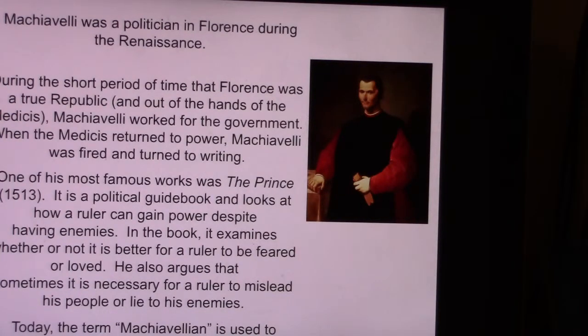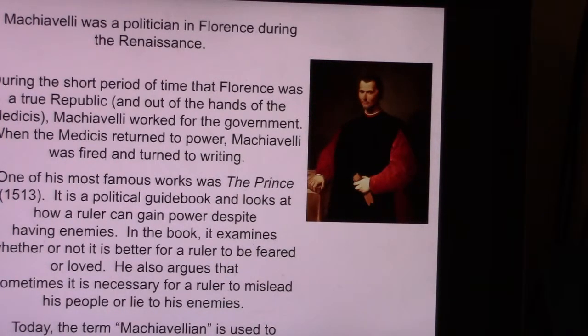Then we are going to have some writers. And in Florence at the time, we have a guy, I read his book every couple years, Niccolo Machiavelli. And Machiavelli was an advisor to the Medicis. And he was fired, and he turns to writing. He reigned in the short time when it was actually democratic. And one of his most famous works is a book known as The Prince.